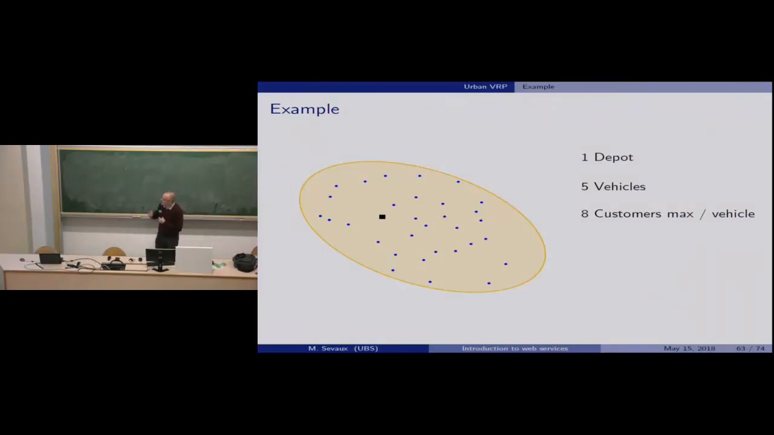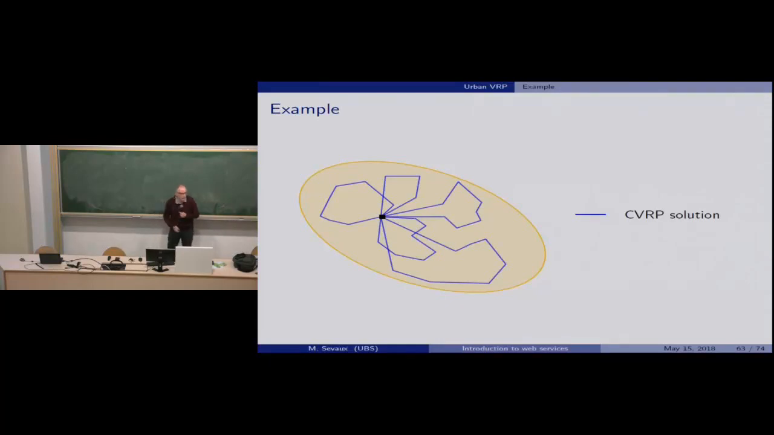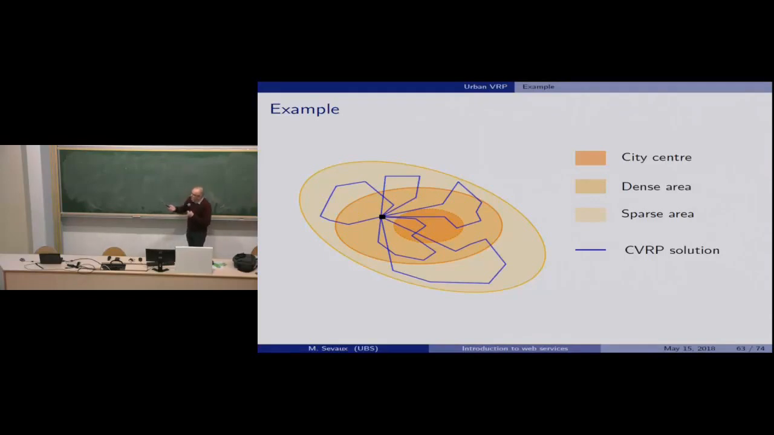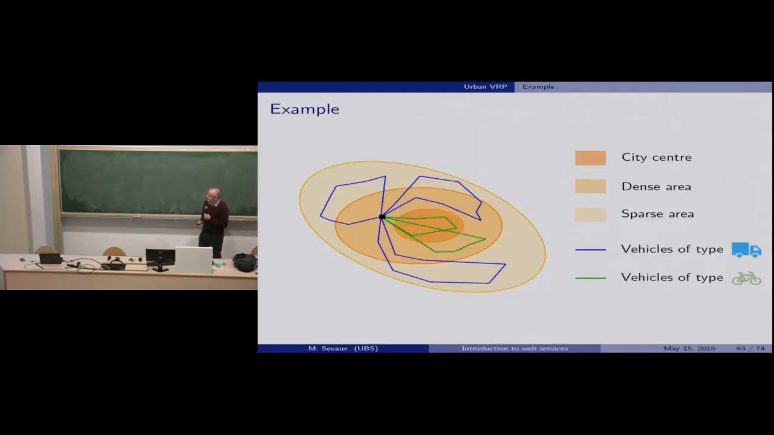Just a very small example: if you have one depot, 5 vehicles, and you say that you can visit only 8 customers per vehicle, and you solve the classical CVRP, then you have this solution, with the Euclidean distance. But if you take into account the city center, dense area, or sparse area, of course you are going to use 2 types of vehicles, because some of the city center cannot be accessed by classical vehicles. So the CVRP solution is this one. But if the city center is not accessible to the big trucks, then you have to use a different type of vehicle for the city center.